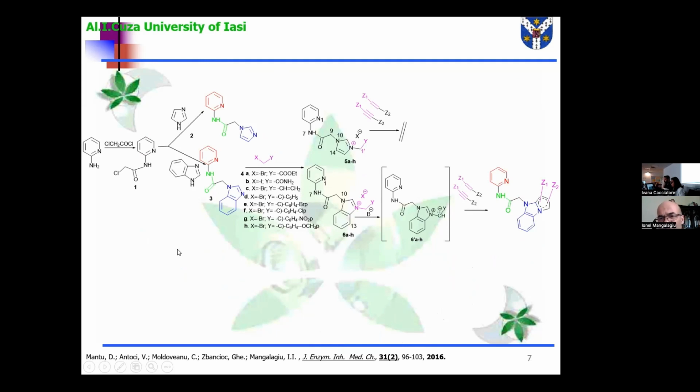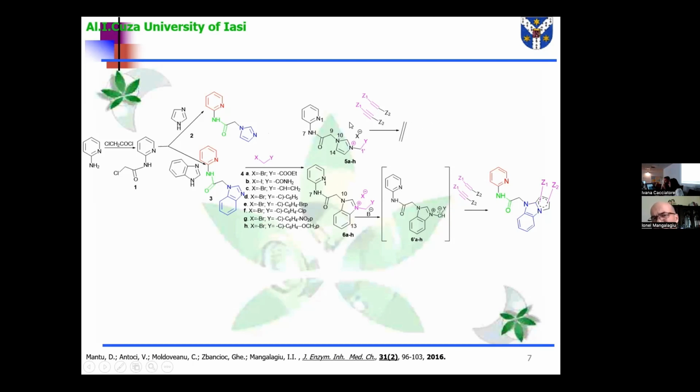How we proceed, we try to use a simple chemistry. For instance, in the case of this pyridinic system, we do a simple acylation, and then using this activated halogen, we do an alkylation to imidazole, and then obtain the base compound in the case of both imidazole and benzimidazole. Then we do the alkylation to the second nitrogen. And in the case of the imidazolic system, we obtained the salt, on which we tried to do the cycloaddition, but we were not able to obtain anything.